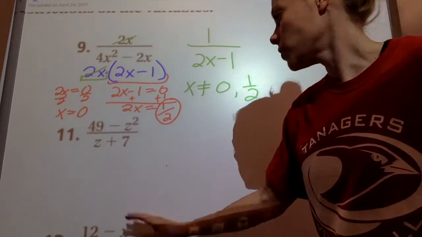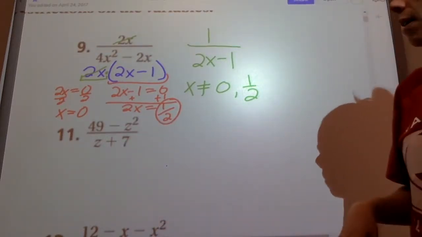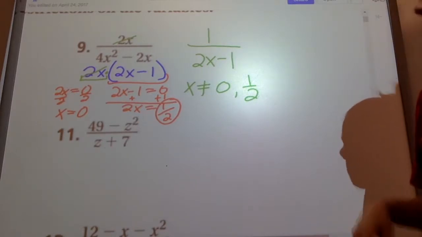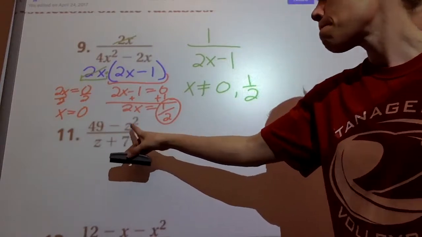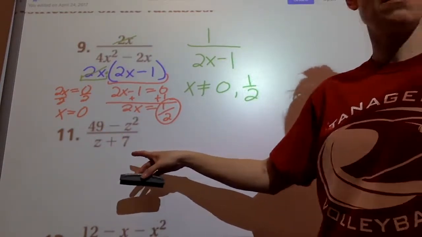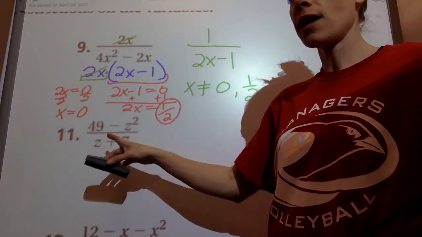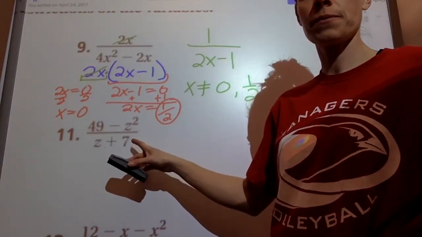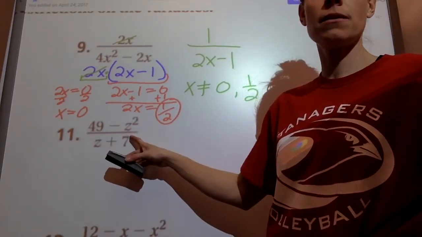Okay. Let's try the one below it. Again, we need to factor. How do I factor the top there? Do you guys see how to factor the top? I'm subtracting two terms, and both of these terms are perfect squares. So this is factoring difference of squares. So this would be 7 plus z, 7 minus z.